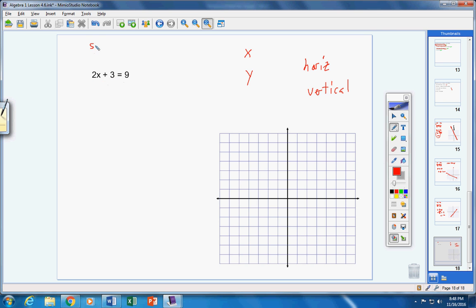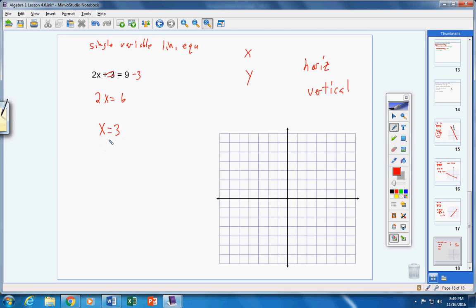We call that a single variable linear equation. Single variable linear equation. And what you do is you get x all by itself. So bring the 3 over and make it a negative 3. And you're left with 6. Divide both sides by 2 and x equals 3.